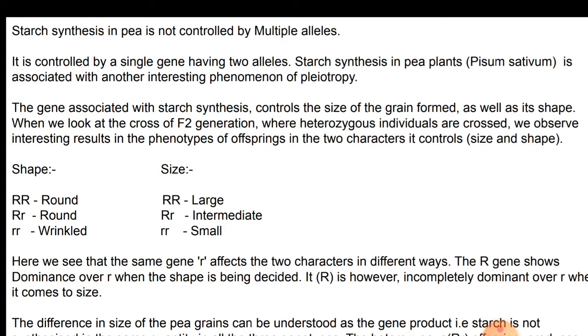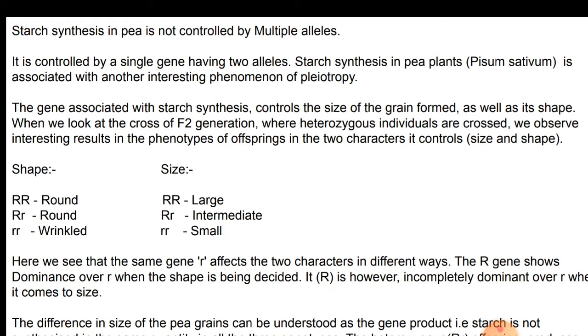One more example of pleiotropy is the human disease known as sickle cell anemia. The genes which cause this disease alter the type of hemoglobin and also change the form of red corpuscles. Right? So, in detail, we will take up one example which is given in your books, that is starch synthesis in pea.